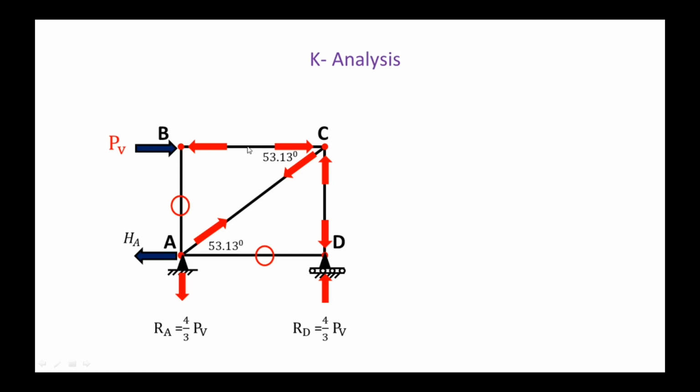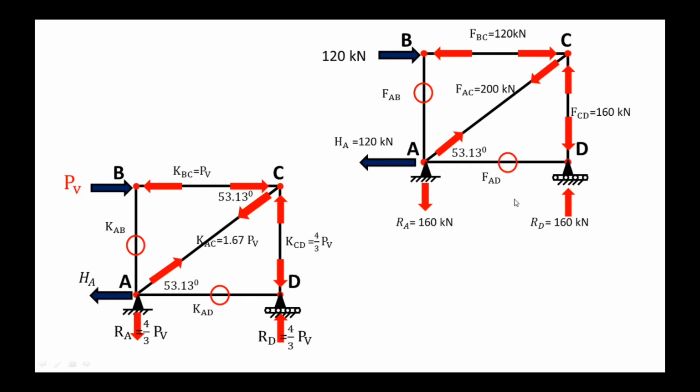Member BC, this type of direction is called a compression force, and member AC, this type of notation is called a tension force. So here BC and CD are in compression and AC is in tension. These are the magnitudes. Now this is the K analysis, and this right side diagram is the P analysis.